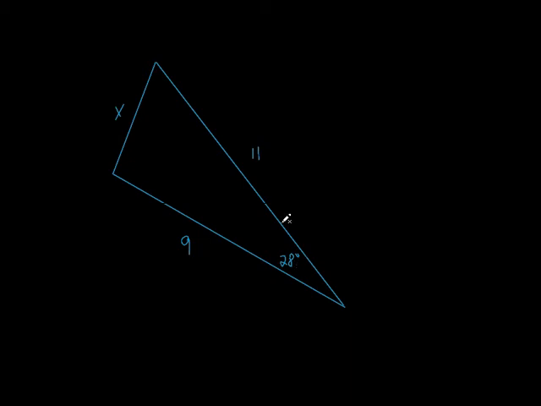But my problem is this. I'm given a side, but I don't know the opposite angle here, do I? So there's really no way that I can use the law of sines with this. There's no way to figure out what either one of these angles are. So that's what we're going to do right now: we're going to use the law of cosines.